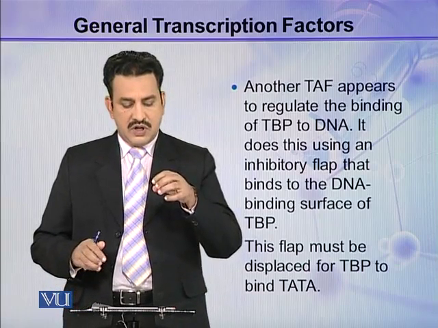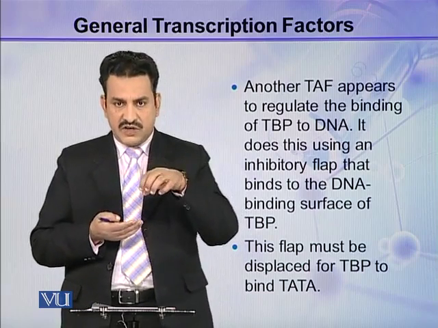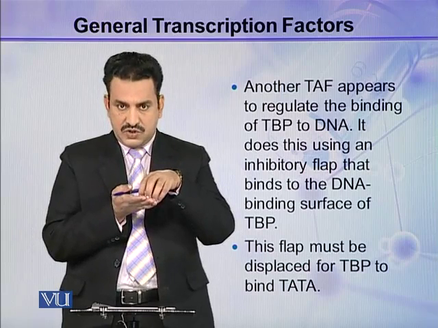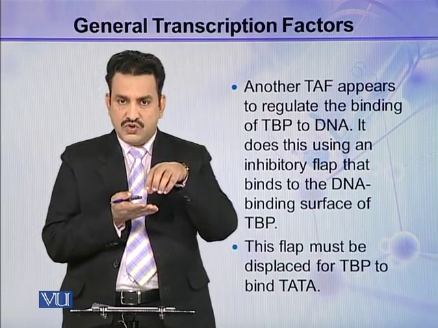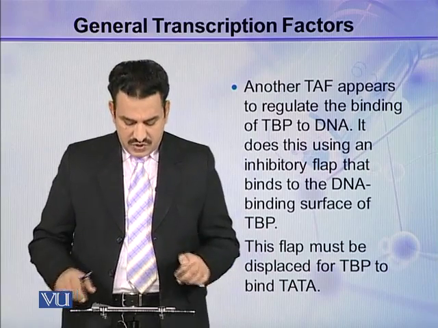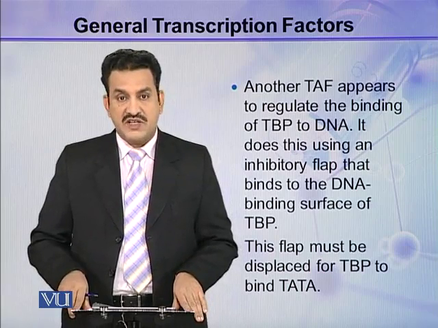So there is a TBP. On the TBP there is a DNA binding surface, and an inhibitory flap is present on this surface. So for TBP to bind to DNA, this flap must be removed. So this flap must be displaced for TBP to bind TATA.